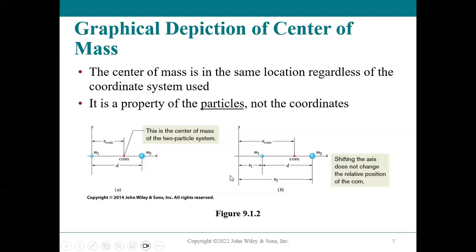If we shift the axis here, there is x1 from the origin and x2 from the origin. It means that x2 is d plus x1. So the relative position of mass 1 and mass 2 is not changed, and the relative position of the center of mass is the same.